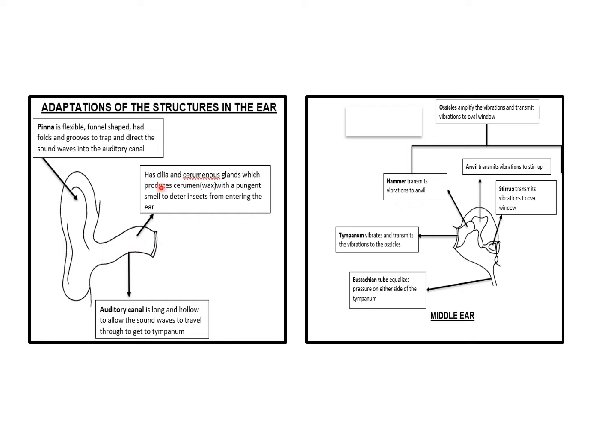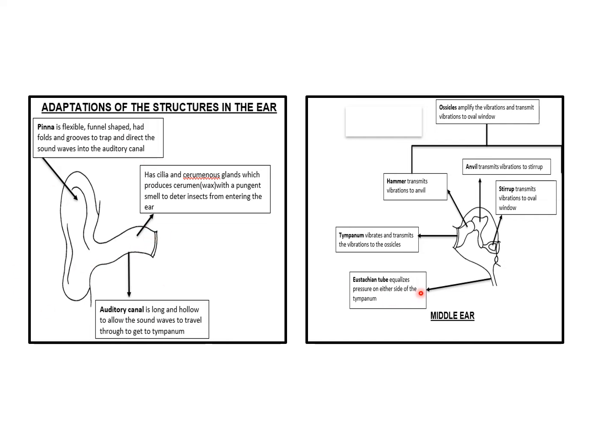Some other information. The auditory canal has cilia and ceruminous glands. Ceruminous glands produce cerumen, and cerumen is wax, but we cannot call it wax. And it has a pungent smell to prevent insects from entering the ear. Right, so that's the outer ear.